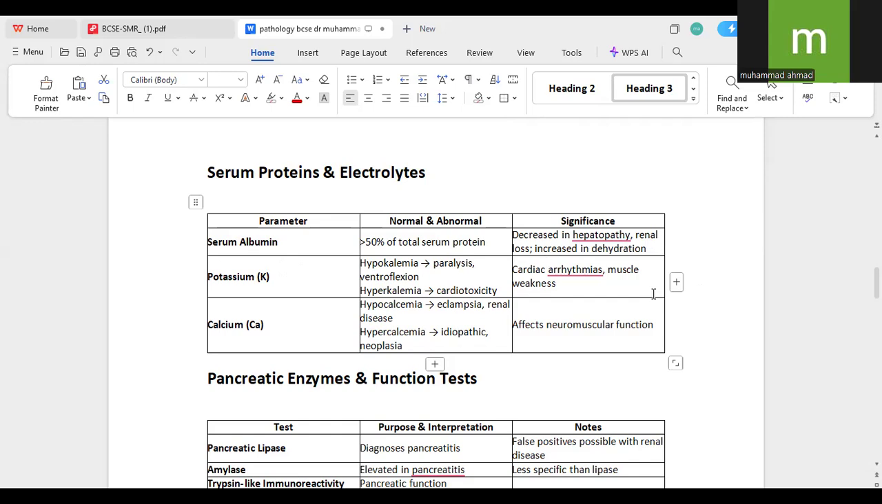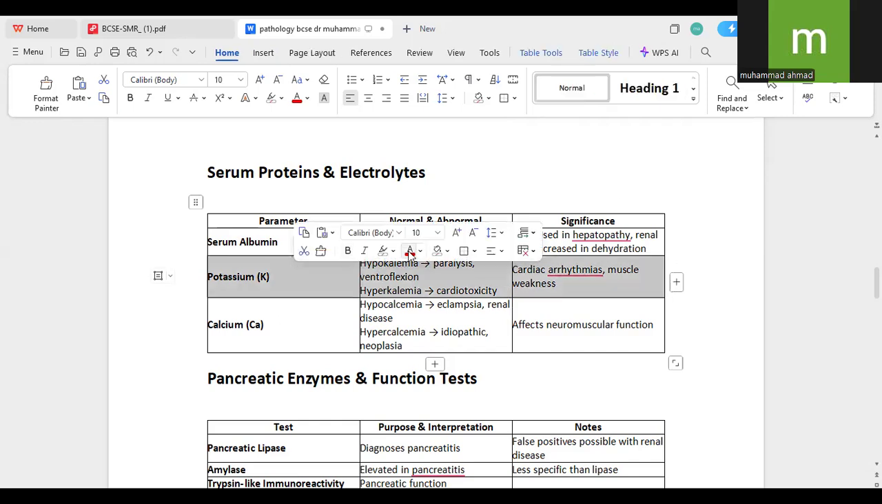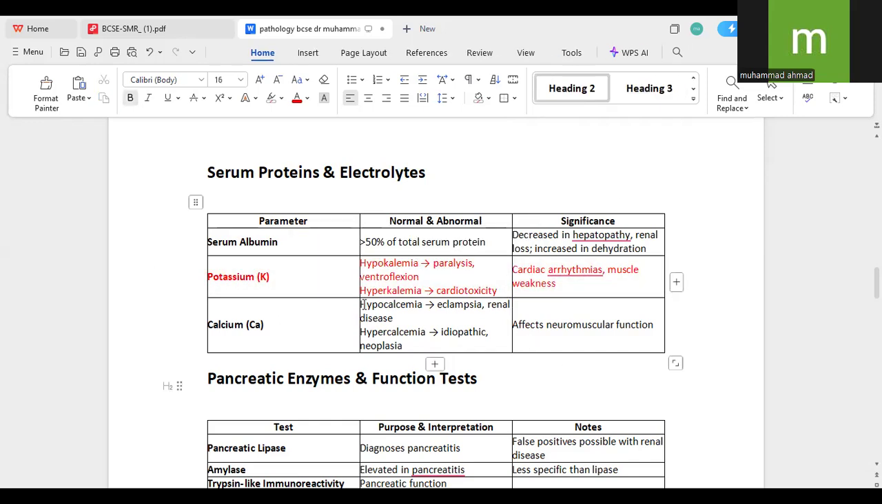So to compensate for the dehydration, potassium: hypokalemia causes paralysis, ventroflexion. This is important. What are the effects of potassium? And hyperkalemia causes cardiotoxicity, cardiac arrhythmia, and muscle weakness.